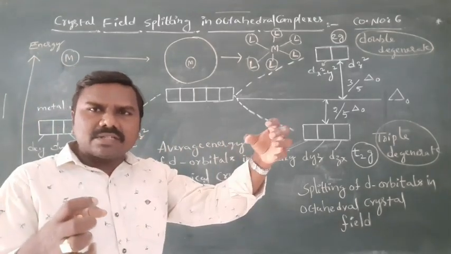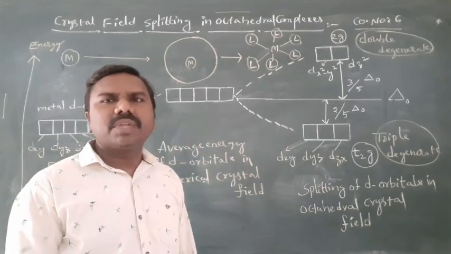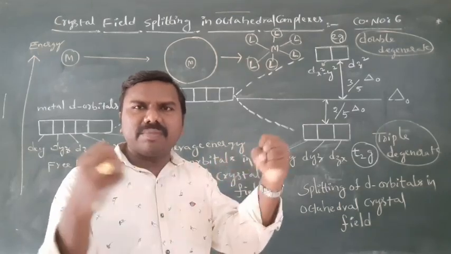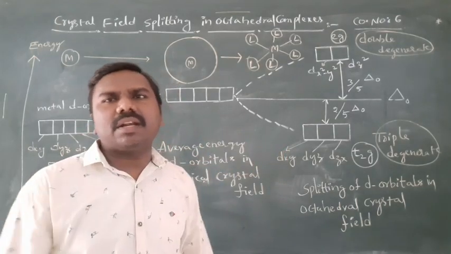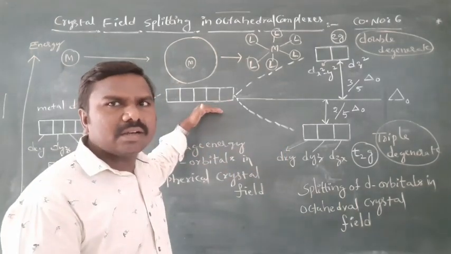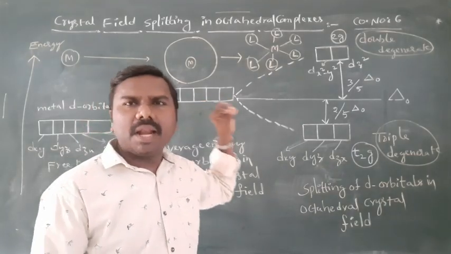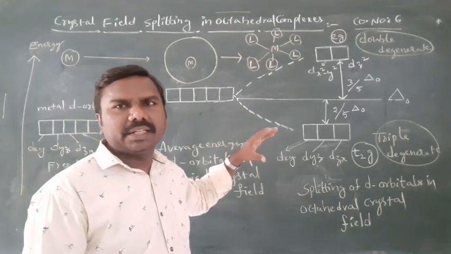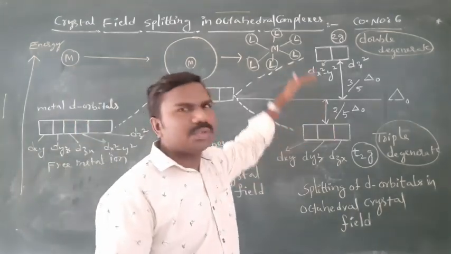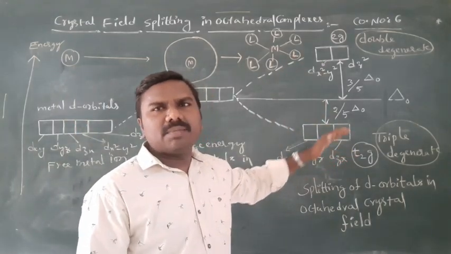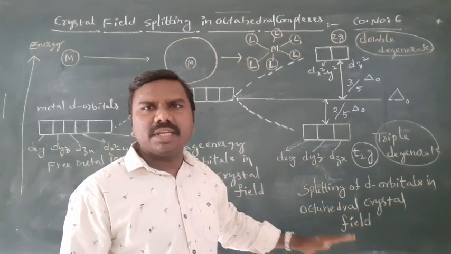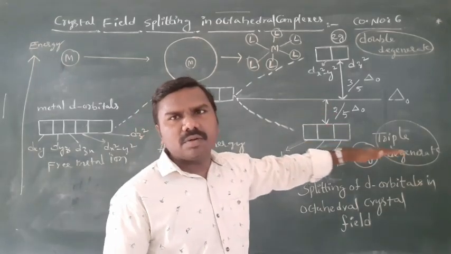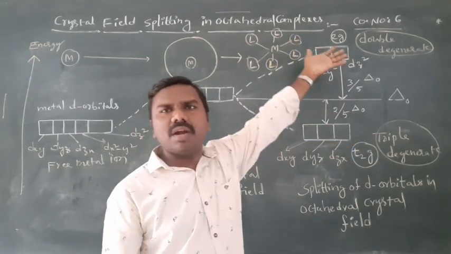So, when ligands approach a central metal atom, there is a repulsion between the ligand electrons and central metal atom electrons. Due to that repulsion, the degeneracy of d orbitals will collapse, and the spherical crystal field will be split up into 2 levels. Nothing but the splitting of d orbitals in the presence of ligands. Then lower energy is called T2g, higher energy is called Eg.